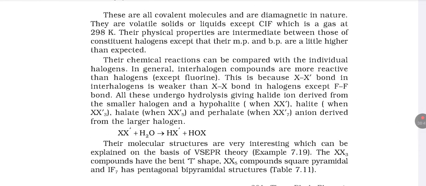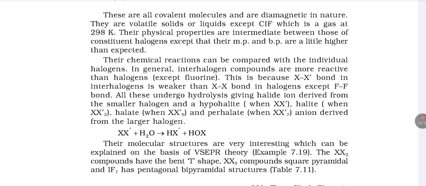These are all covalent molecules and are diamagnetic in nature. They are volatile solids or liquids except ClF, which is a gas at 298 Kelvin. Their physical properties are intermediate between those of the constituent halogens, except that their melting point and boiling point are a little higher than expected. Their chemical reactions can be compared with individual halogens.